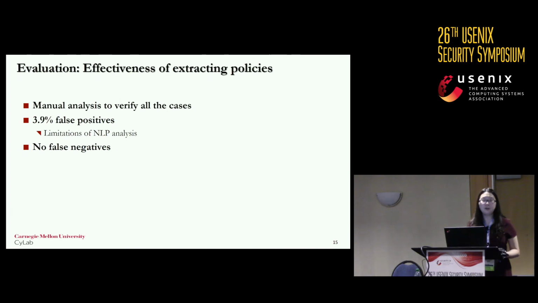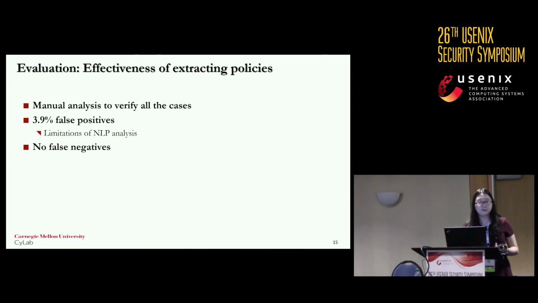So for the first evaluation, we want to evaluate the effectiveness of extracting policies. We did manual analysis of the apps, and to verify all the cases, we manually analyze the behaviors in the code and compare that with the descriptions. So our ground truth is a human analysis. And we identify 3.9% false positive and 0 false negatives.